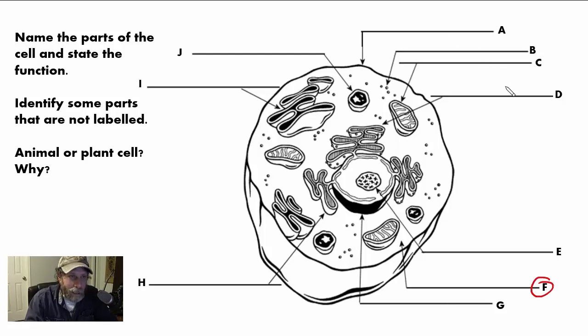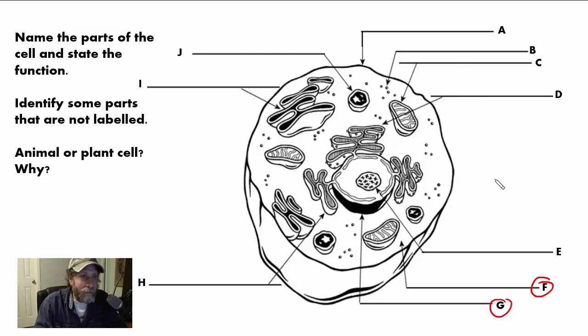Okay, yell it out. What's F? Did you agree with each other? F is the cytoplasm, a jelly-like fluid which suspends all of the other organelles. Very good. And G is either the nucleus itself or you might consider it to be the nuclear membrane. All right. Moving on. We've already done H, so let's come up to I.